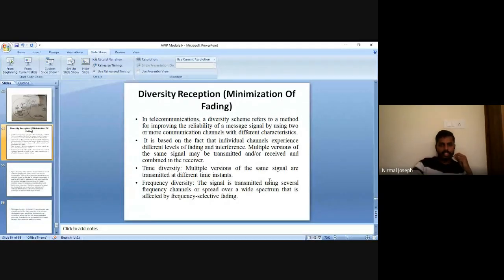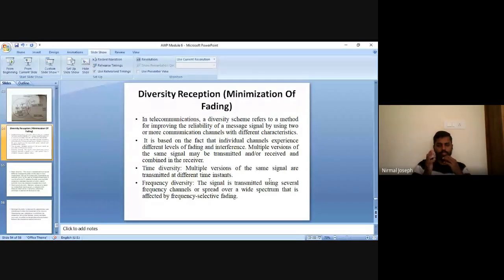Okay, it is based on the fact that individual channels experience different levels of fading and interference. Multiple versions of the same signal may be transmitted or received and combined in the receiver. That is the idea. In order to avoid the fading, multiple versions of the same signal are transmitted and received and combined in the receiver. The same signal is transmitted, but in multiple versions, and at the receiver they are combined together. So the fading will be less.